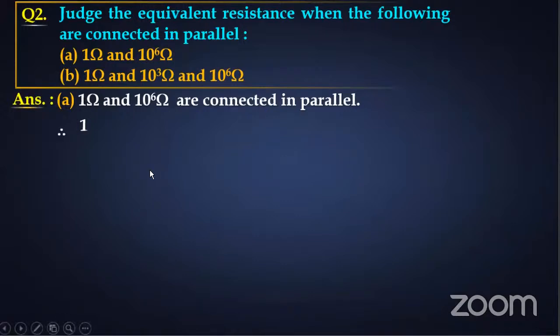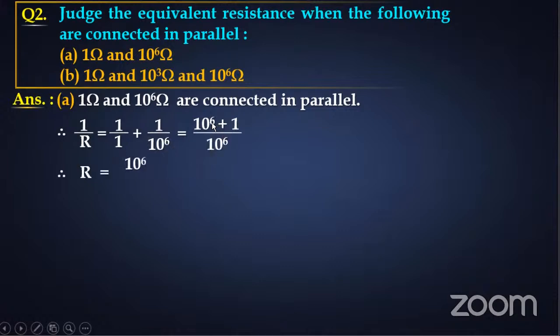1 by Req is equal to 1 by R1 plus 1 by R2. So 1 by R parallel is equal to 1 by R1, that is 1 by 1. Is it right? Yes, sir. Plus 1 by R2, that is 10 power 6. Cross multiply: 10 power 6 plus 1 by 10 power 6.